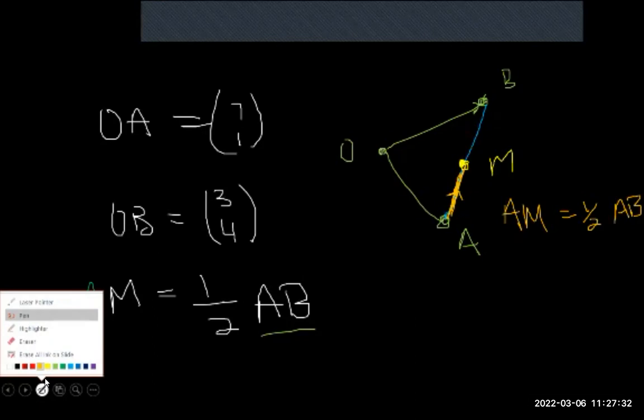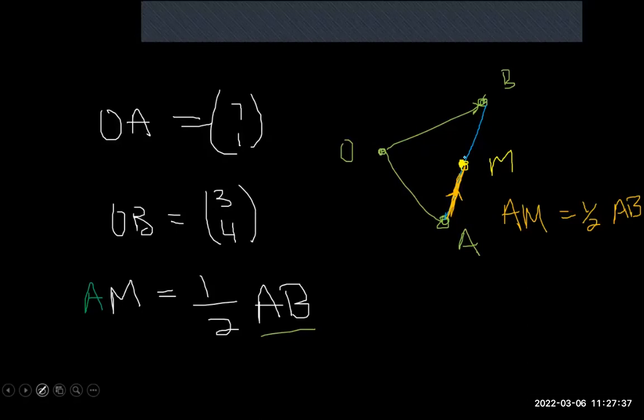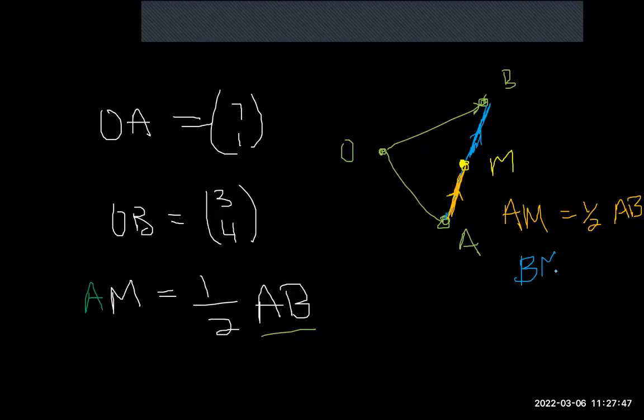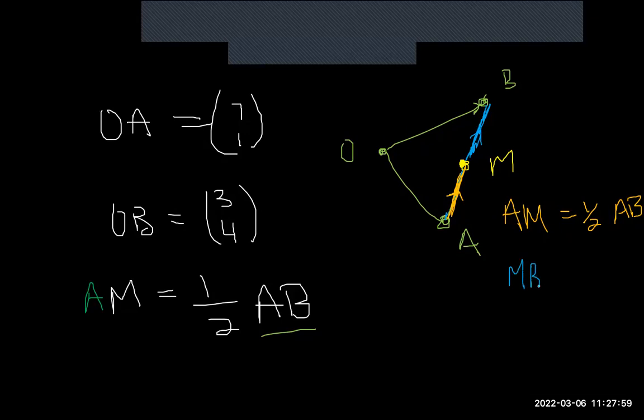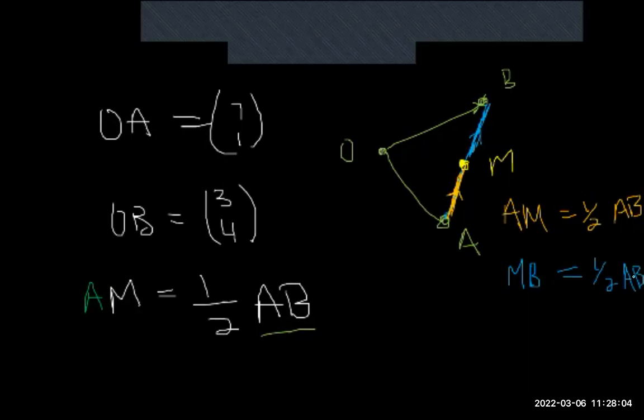So I can use that to help me find M. Or I can also use this right here, M to B, because BM or MB, okay, let me use MB, because the vector is going in this direction up. So MB is actually a half of AB. And I could use this information to help me find this point M.